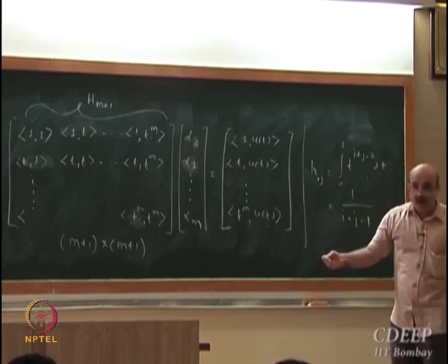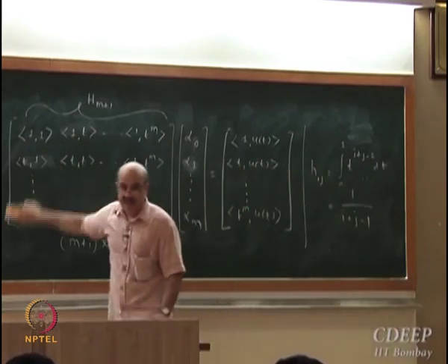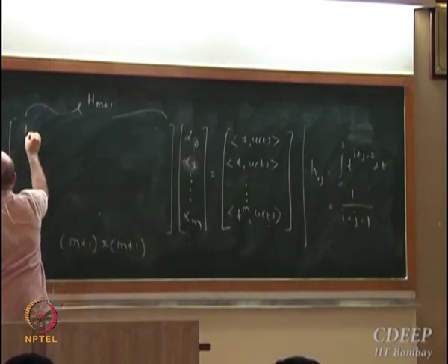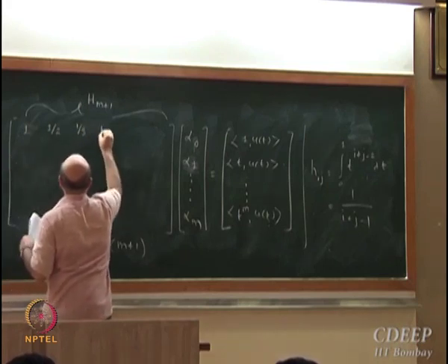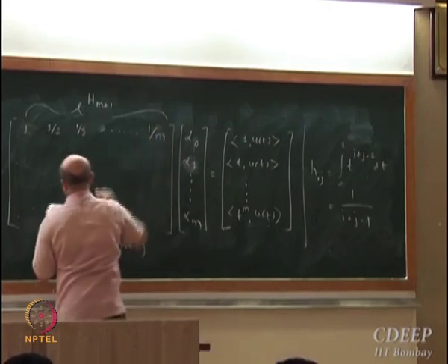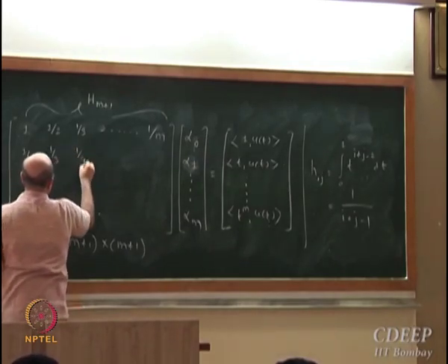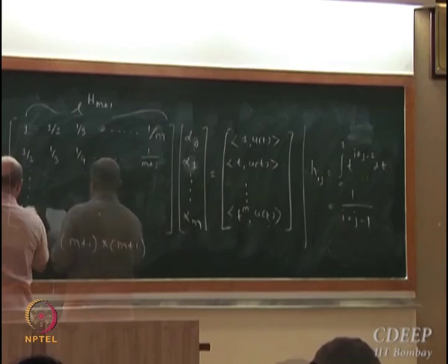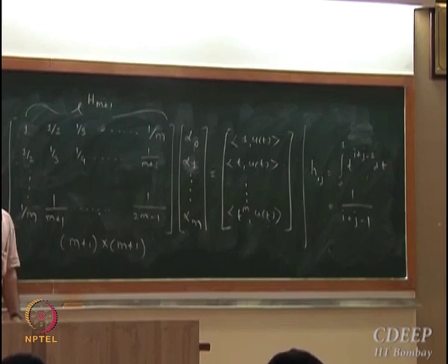Now, if I actually compute this and then fill in the matrix, the matrix that I get here is like this. It's a very, very nice looking matrix. 1 by 2, 1 by 3, 1 by m, 1 by 2, 1 by 3, 1 by 4, 1 by m plus 1, 1 by m, 1 upon 2m minus 1.